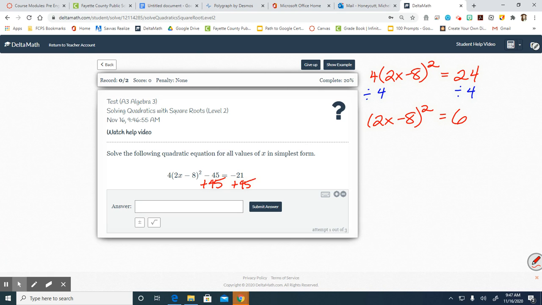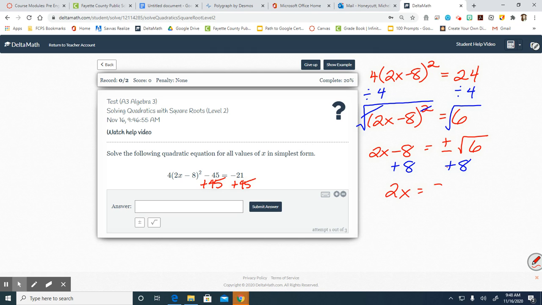So these are looking very similar to what we did before. I can take the square root of both sides. The square root of something squared cancels. So we have 2x minus 8 equals plus or minus the square root of 6. And now here's where it's a little different because what's inside the radical, we have to solve a little more. But I'll still solve by adding the 8. So now we have 2x equals 8 plus or minus the square root of 6.